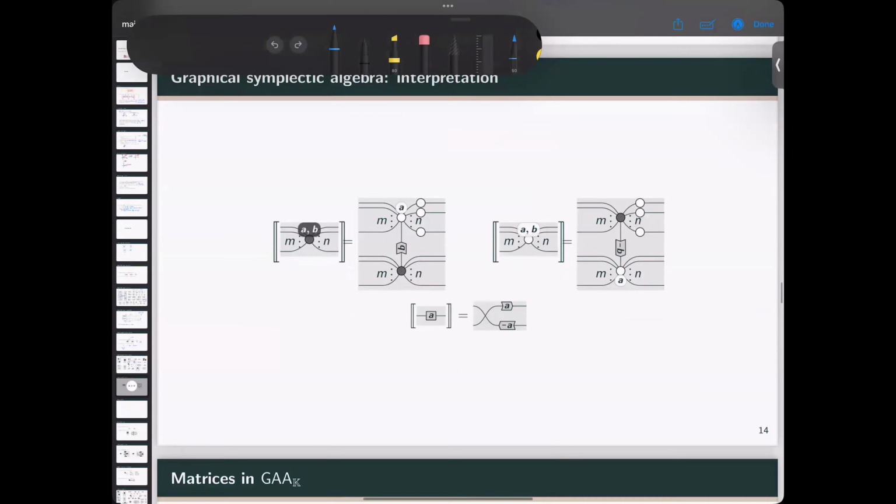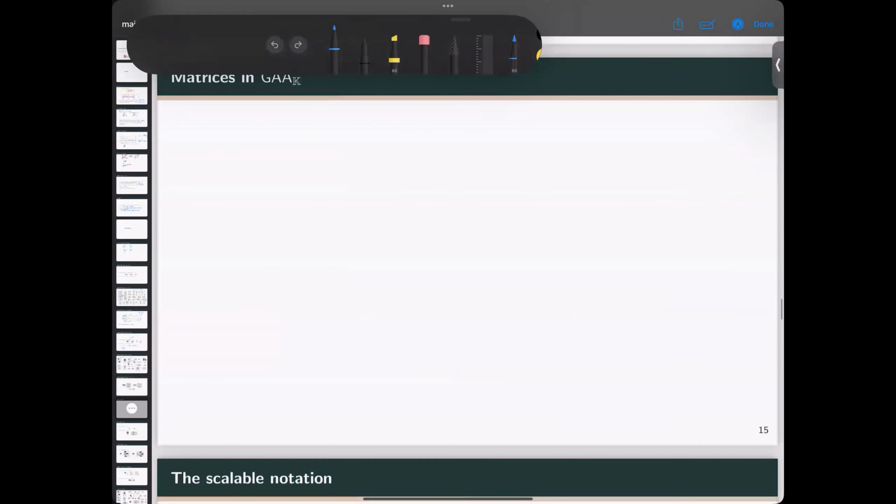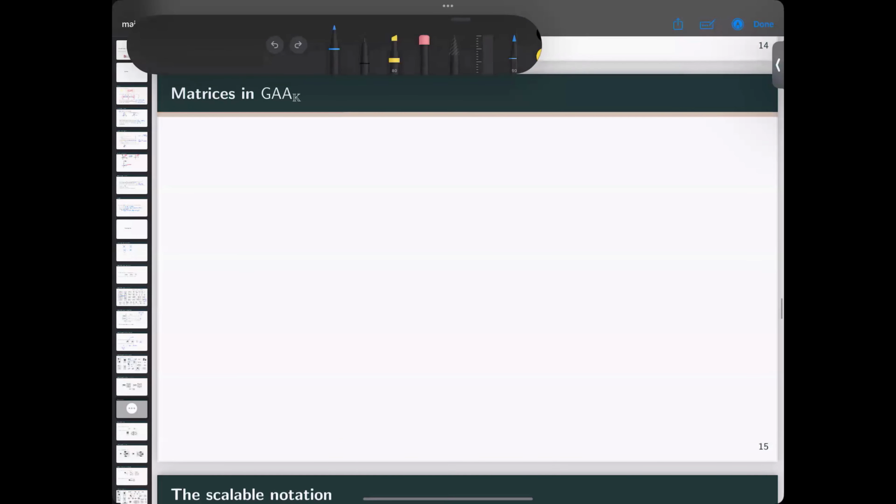Before we actually get into our proof of completeness, there's a little bit more syntax that I want to introduce. Now, what graphical affine or graphical linear algebra and graphical affine algebra, at the core of these things is really how you represent matrices and how you manipulate matrices.